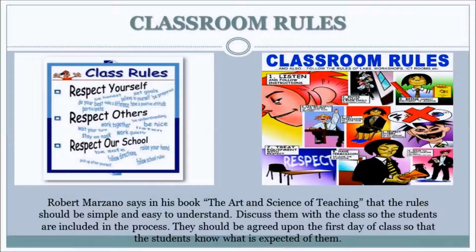Now, classroom rules. Robert Marzano says in his book, The Art and Science of Teaching, that rules should be simple and easy to understand. Discuss them with the class so that the students are included in the process, and they should be agreed upon the first day of class so that students know what is expected of them. If you give them a choice and let them be part of the process, they'll feel more ownership.